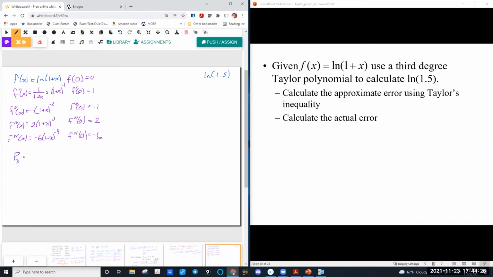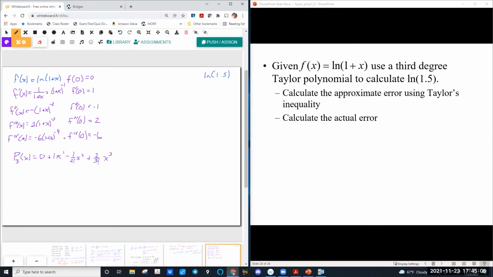So our third degree, this is exactly what we were doing before. I'm going to write it out and then we'll simplify it. We're going to center this at 0. It didn't say in the problem, but we're going to want to center it at 0 because we're just estimating ln of 1.5. So we're centered at 0. So 1 times x to the first, minus 1 over 2 factorial x to the second, plus 2 over 3 factorial x to the third. We're done. That's a third degree Taylor polynomial.